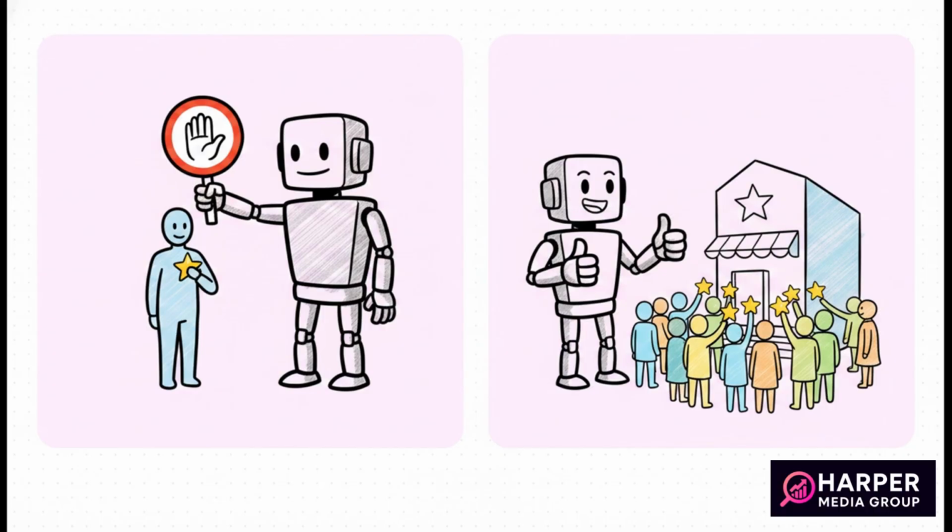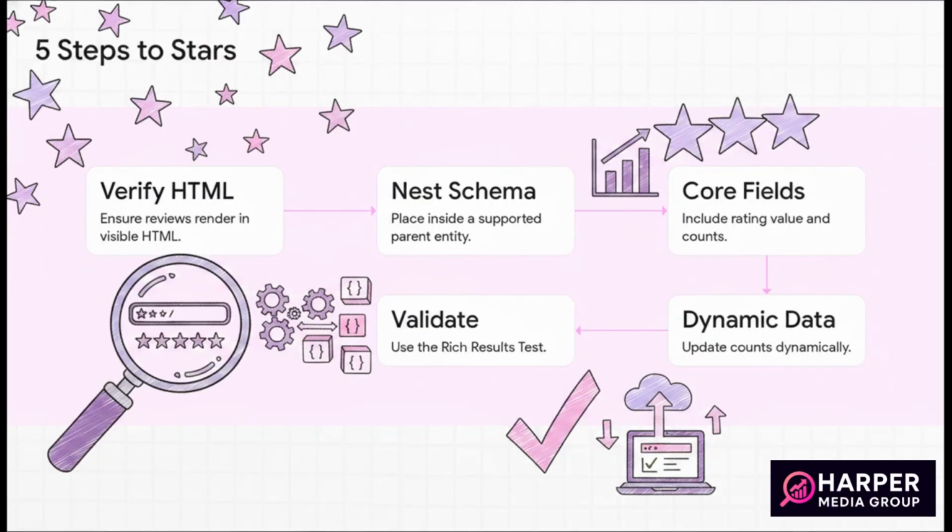The algorithm just completely shuts it down. To actually get this working, you need to follow this logic. First, verify that the reviews render in the actual visible HTML. Second, and this is non-negotiable, nest the aggregate rating inside a supported parent entity like a product, a local business, or a course. Never leave it floating standalone.